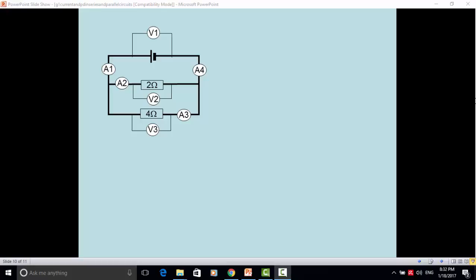Here we have a parallel circuit, and now the voltmeters would give the same reading. The energy given to the charge by the cell is the same as that given to any of the branches. So voltmeter 1 would have the same reading as voltmeter 2 and of voltmeter 3. The potential difference is the same across each branch of a parallel circuit.